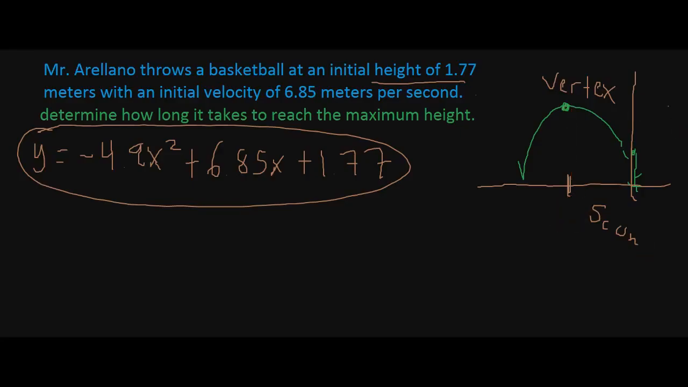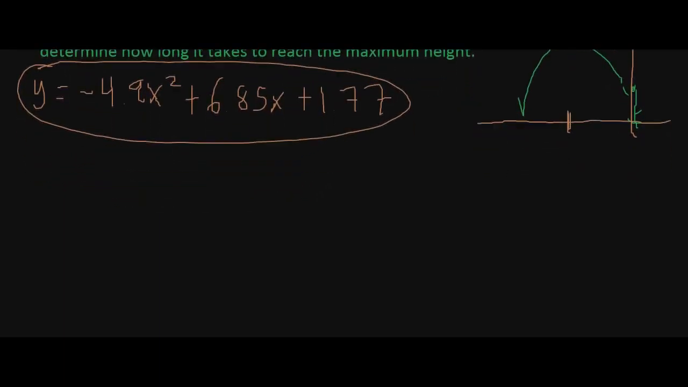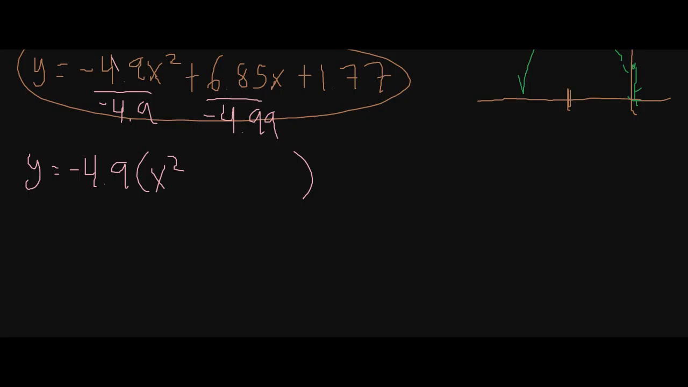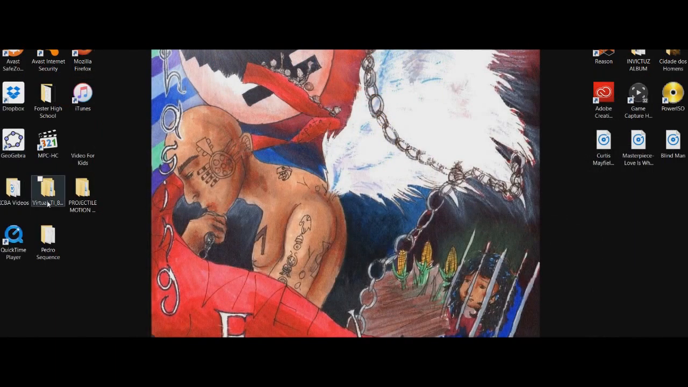So we want to change it to vertex form. Just like we did in the other videos, it's really similar to the problem that we did beforehand. The first thing we want to do is pull out the negative 4.9, so we divide both terms by negative 4.9. We're just going to get x squared here. And then this is where I'm going to rely on my graphing calculator real quick.